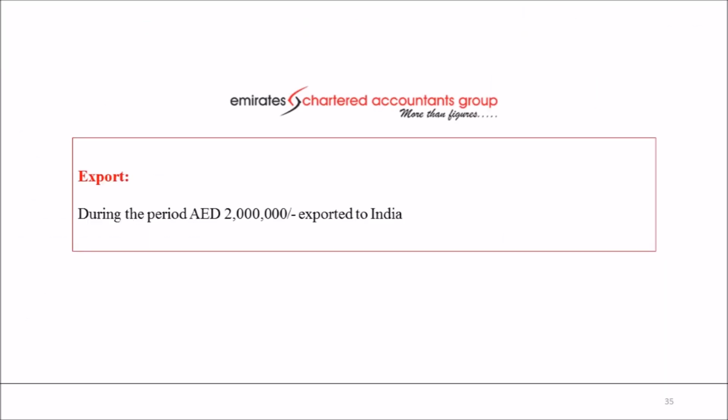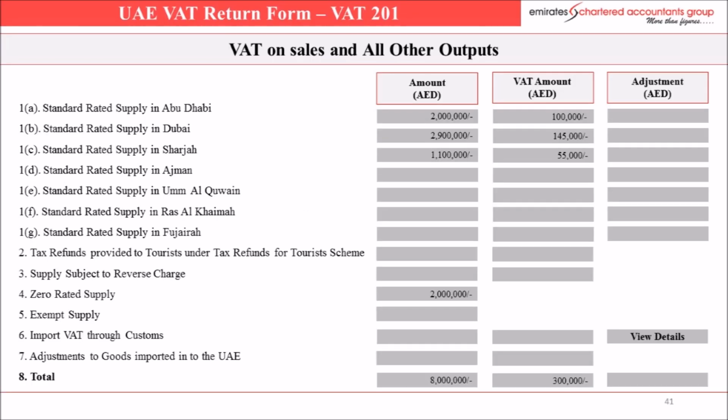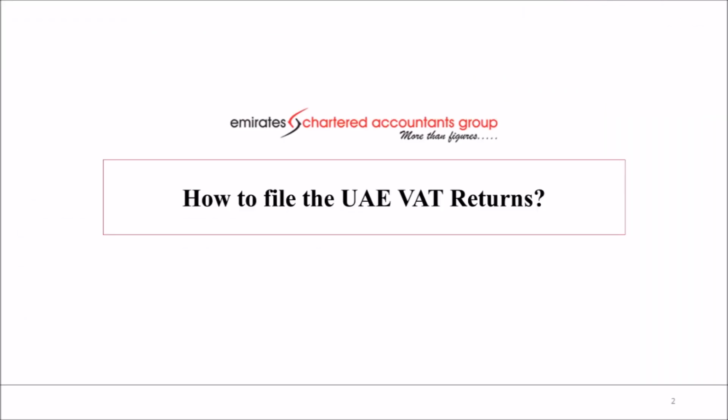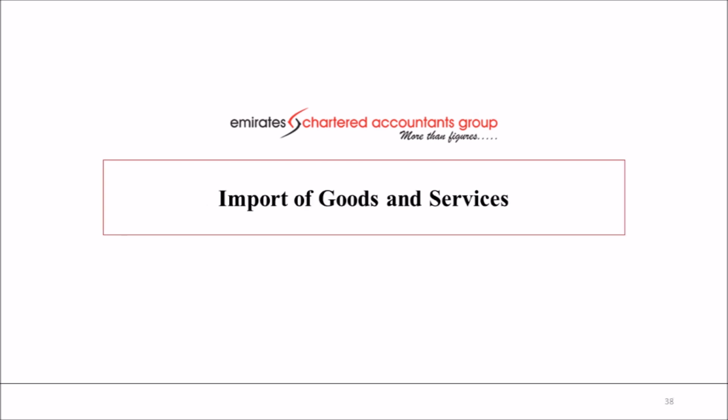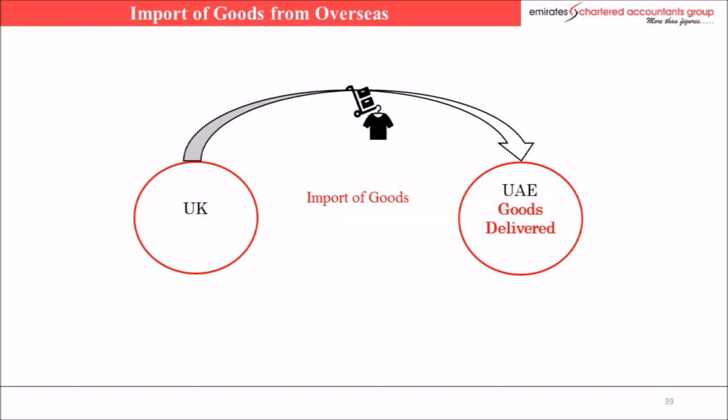Export. During the period, 2 million worth of goods were exported to India. How to record this export transaction? See, under serial number 4, that is zero rated supply, 2 million is the value of the export. Export is zero rated, so the VAT amount is nil. So far we have learned how to record sales, sales return as well as export. Now let us see how to record the import of goods and services. In this example, goods are coming from the UK to the UAE.